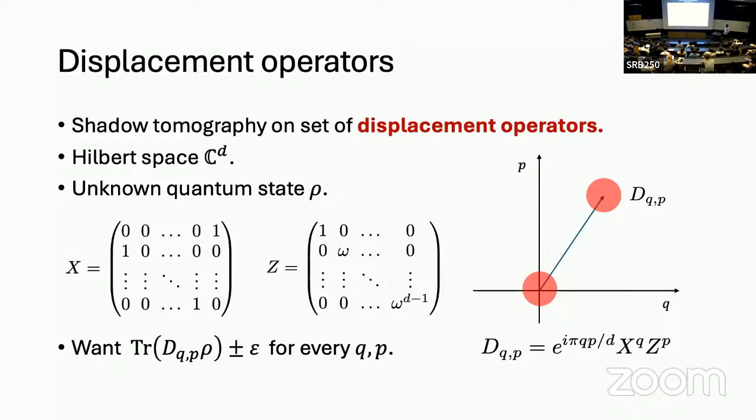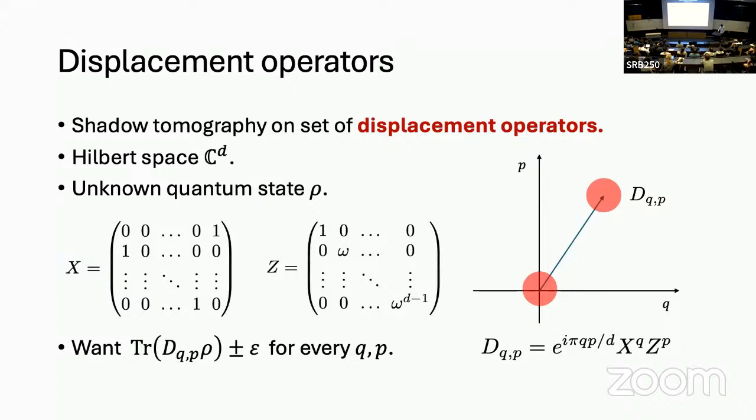OK, so the task that we look at is to perform shadow tomography on these displacement operators. So we want the trace of D times rho for all of these. I guess there are d squared many of these displacement operators. So these are unitaries, so this will be a complex number in general, right? But it's still a well-defined task to estimate all of these.